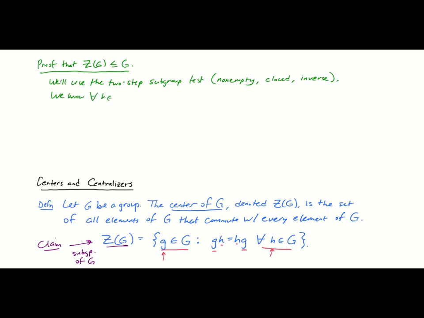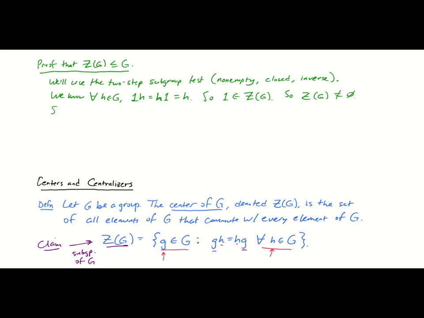for every H in G, the identity times H equals H times the identity, because both of those are equal to H. So the identity belongs to the center of G. There's no question about that. It doesn't depend on what group we're talking about. So the center of G, at least, is not empty. So that's good. Okay, what about closure?